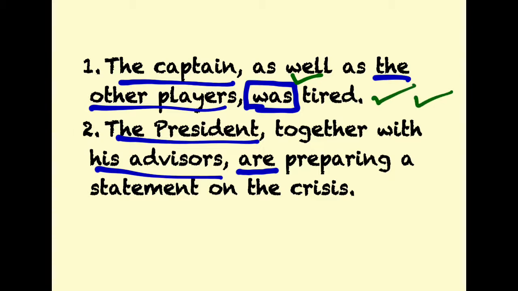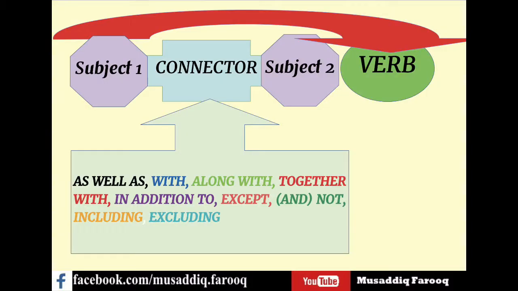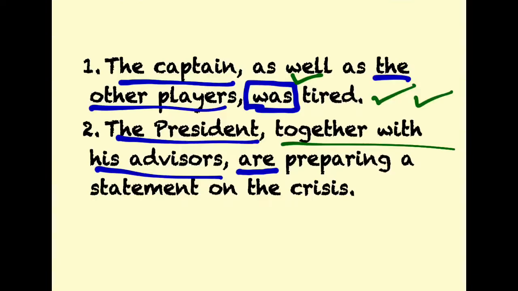The second sentence was: the president together with his advisors are preparing a statement on the crisis. Now there are 2 subjects: the president, first subject, singular, and advisors, second subject, plural. What does the rule say? What is the connector? Together with. What does the rule say in the case of together with? The verb will agree with the first subject. The first subject is singular, the president.